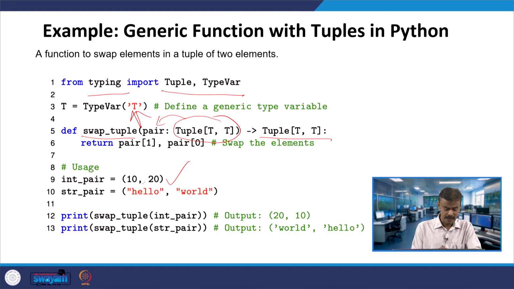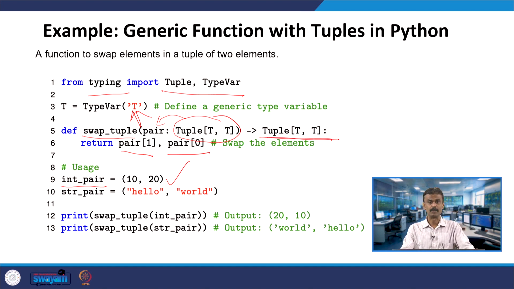So what is meant by this? When I am assigning over here, pair[0] will get 10 and pair[1] is 20. That is the meaning. What we are doing here is returning pair[1] first and then pair[0]. For example, I define integer pair as 10 comma 20, so it will be assigned to pair, that means pair[0] is 10, pair[1] is 20.